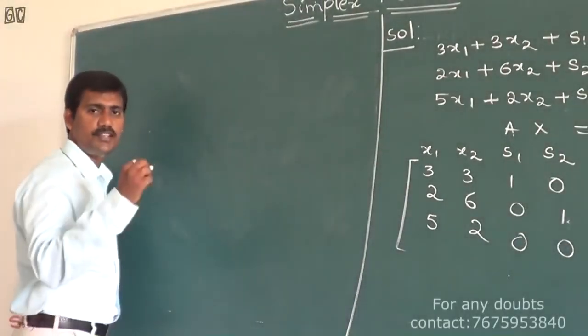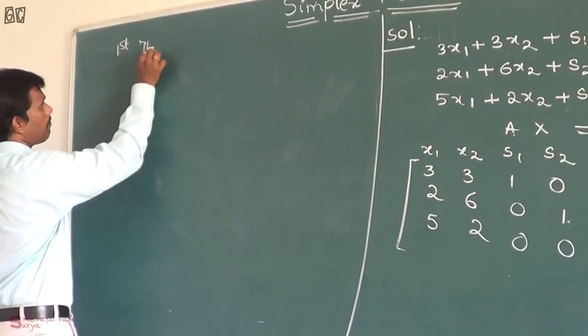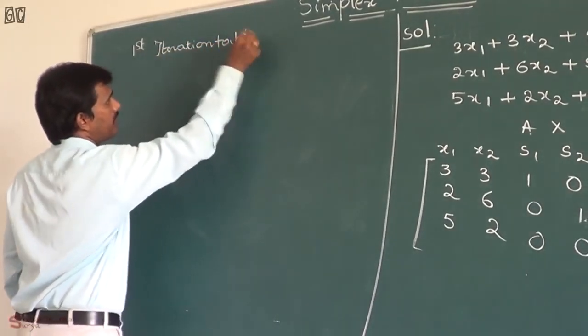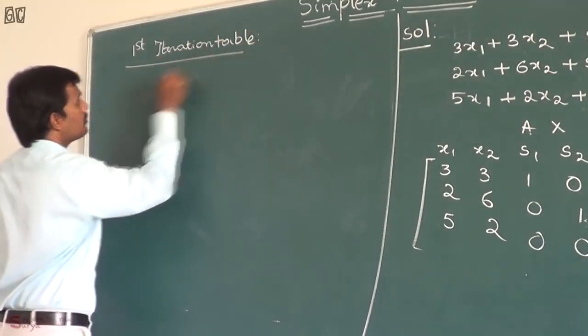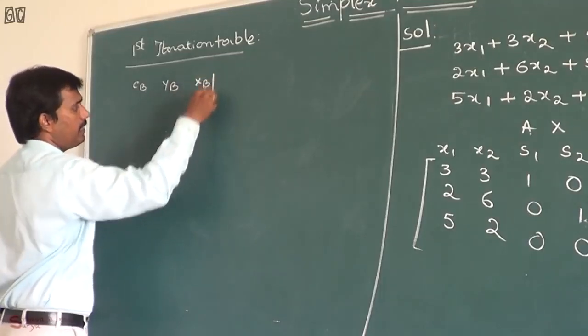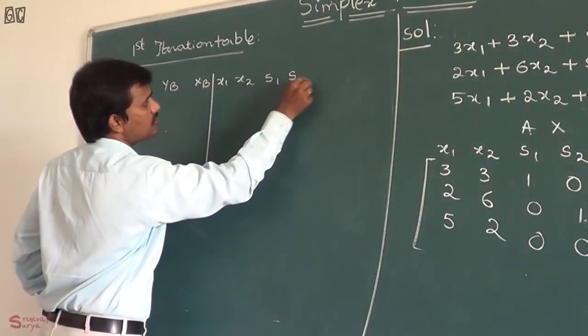Now we have to consider the first iteration table. That is, we have CB, YB, XB, and all the variables x1, x2, s1, s2, and s3.